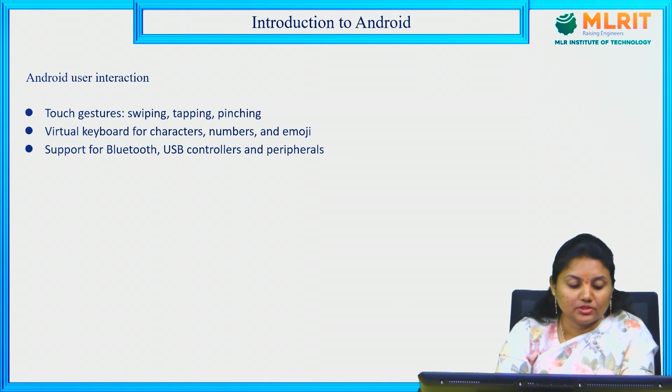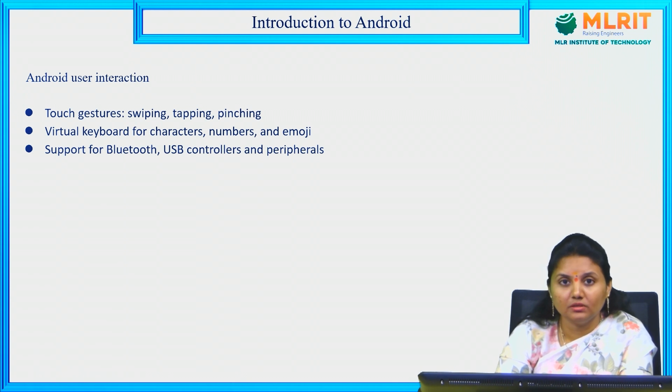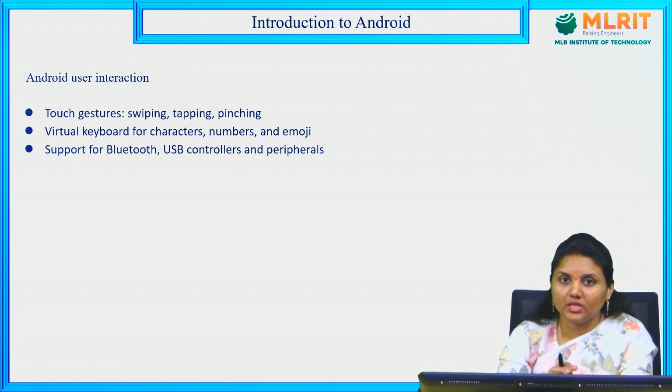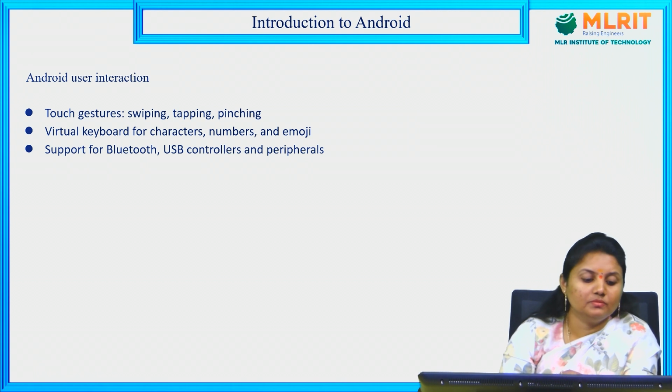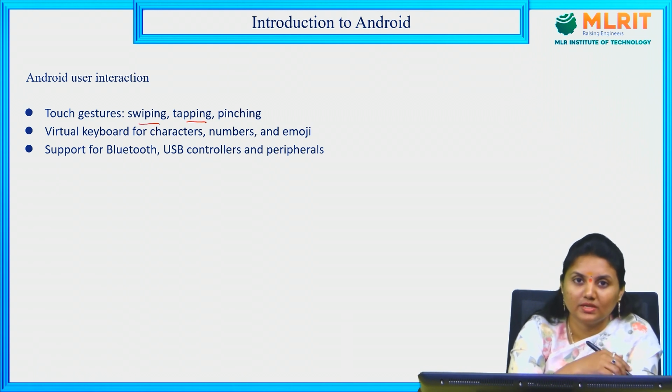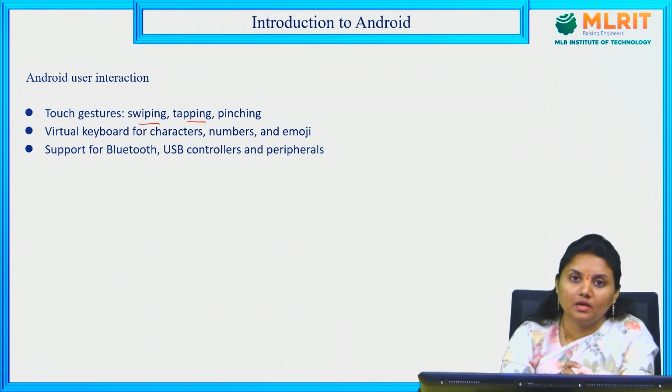Android user interaction. What does Android user interaction mean? If you touch here, you get access somewhere. So with Android mobiles, with one touch you are able to access every element in the application, every layout in the application, or every activity in the application. For touch gestures, what is required? One is swiping, and tapping. By double tap you can open a file, or click on the cross.